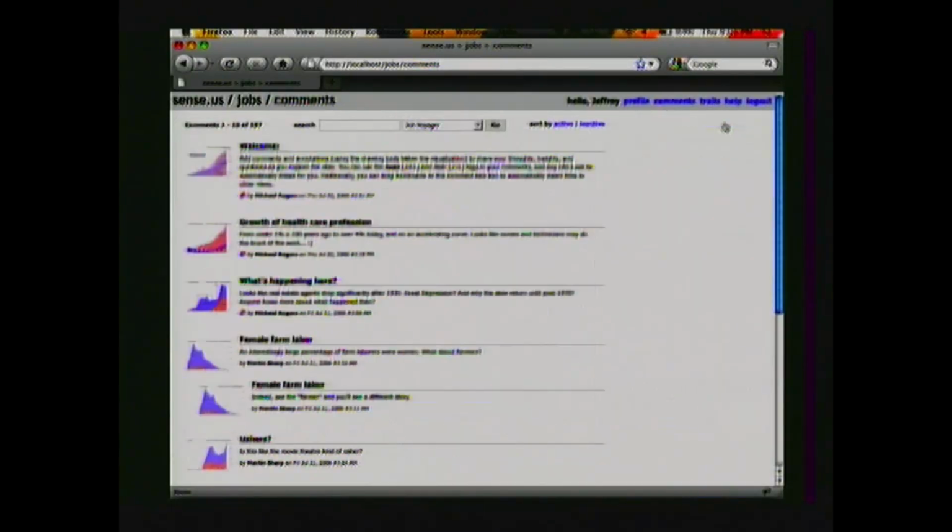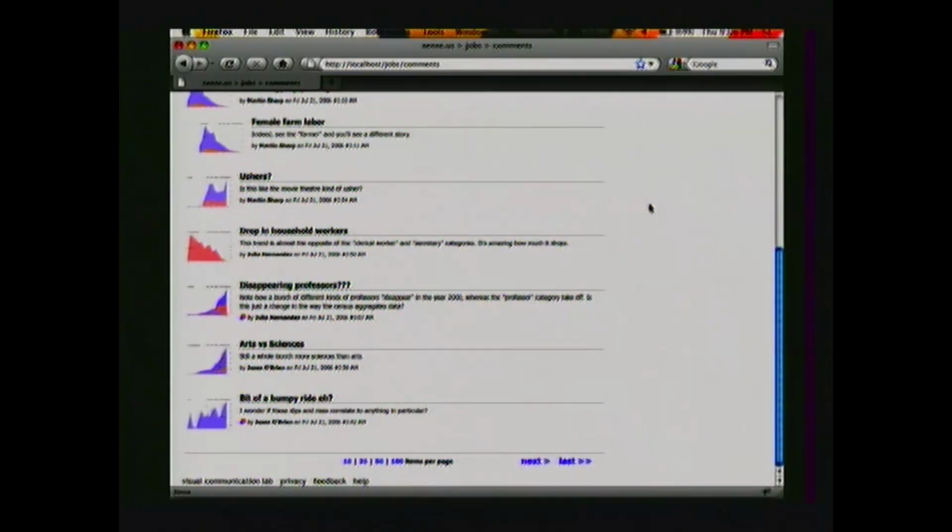Of course, we might want to look at it other ways. We can search through what everyone else has said. Maybe we have a topic of interest. Well, I've only been at Stanford for about 2 years, so I really want to know what's happening with disappearing professors.